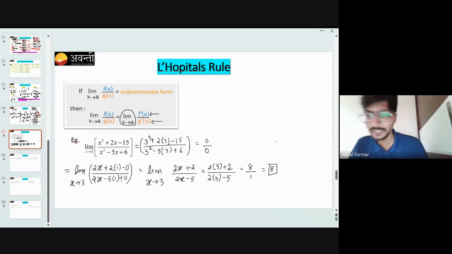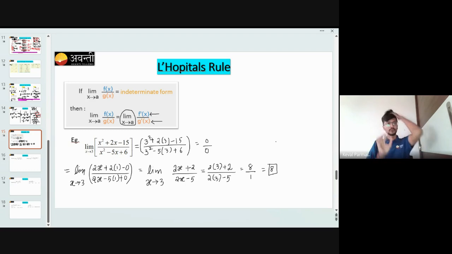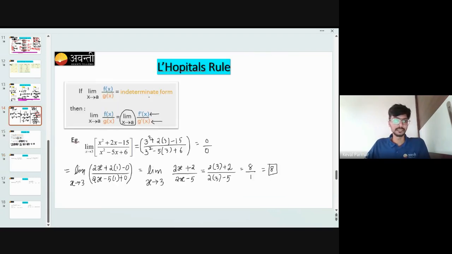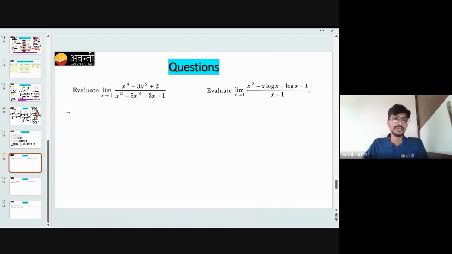Now, if you understood this indeterminate forms, let us take some more examples. Now we have only questions left. So let us see how the question comes. Next, these are two questions. Now, before proceeding, you should always first use which method? The direct substitution method. So let's use direct substitution method here. And let's check if it is indeterminate or not.